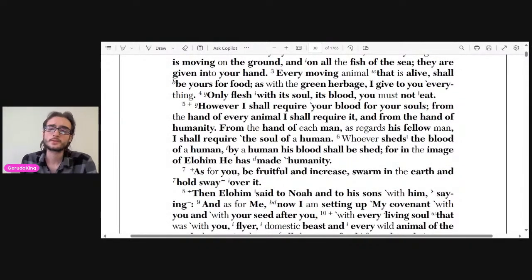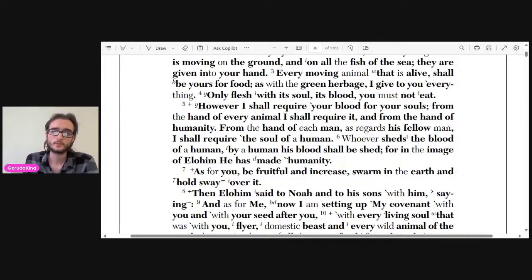Every moving animal that is alive shall be yours for food, as with the green herbage I give to you everything. Only flesh with its soul, its blood, you must not eat. However, I shall require your blood for your souls. From the hand of every animal I shall require it, and from the hand of humanity. From the hand of each man, as regards his fellow man, I shall require the soul of a human.